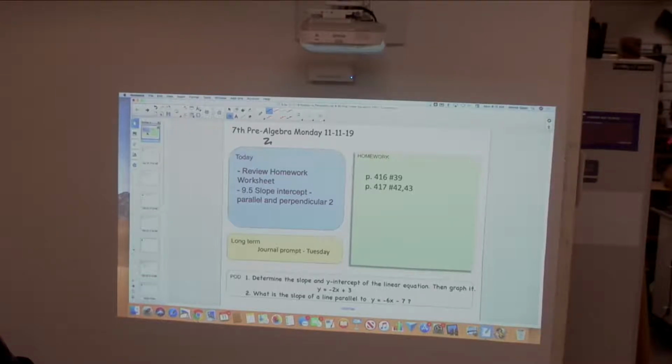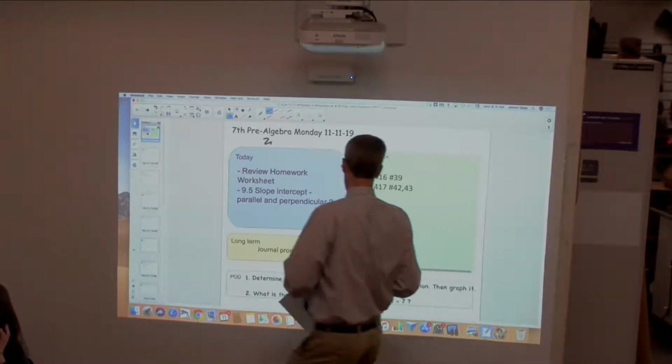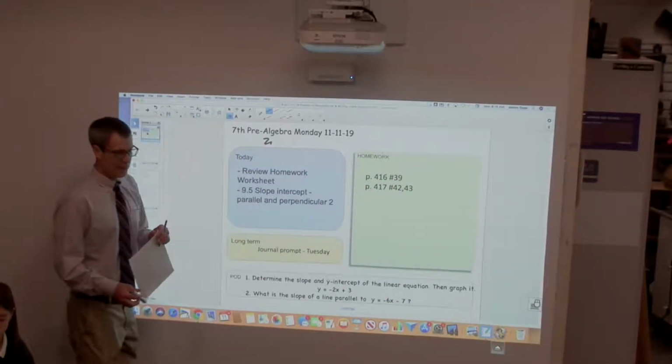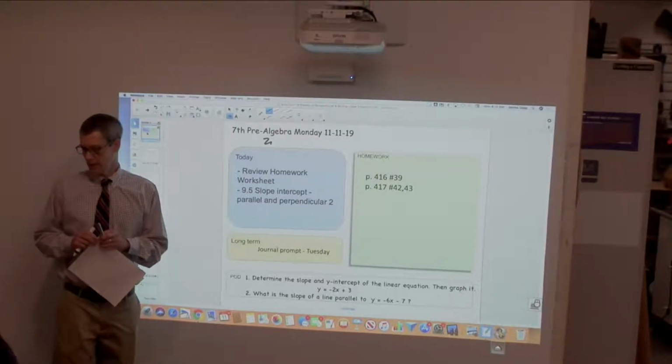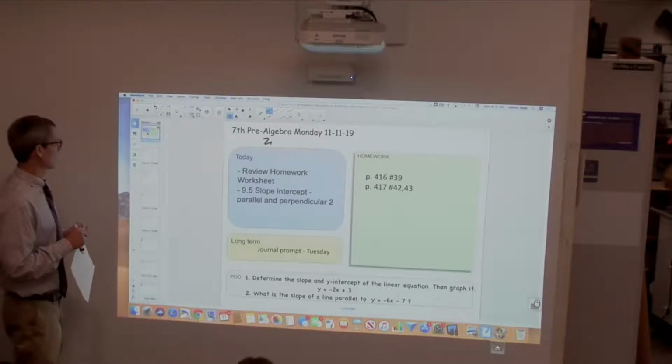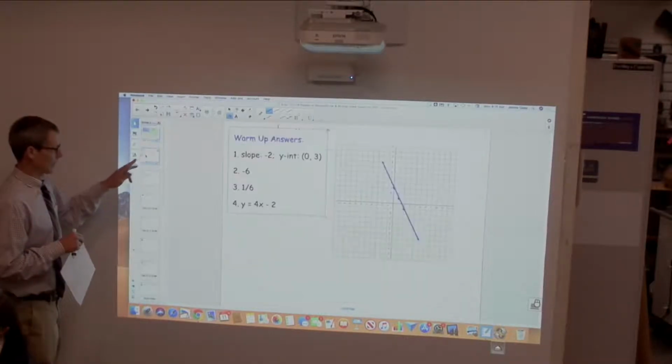Charlie, what do you think? Negative 2 is the slope. So slope is negative 2, correct? And 3 is the y-intercept. So to graph it, we would place a dot on 3 and go down 2, right 1. And that would look something like this.